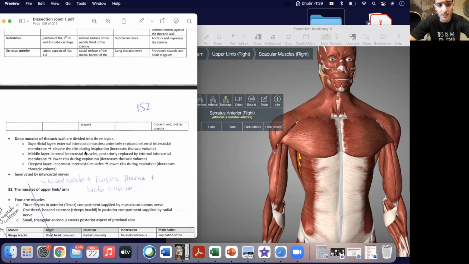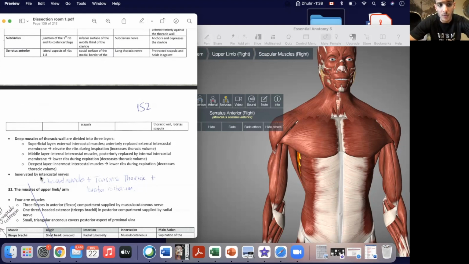And so look here, it says the external muscle, anteriorly replaced by the external intercostal membrane, elevates the ribs during respiration, increases thoracic volume. So they're found connecting the ribs on the outside, on the most anterior part of it. The middle layer is found deeper to that. It says here posteriorly replaced by the internal intercostal membrane, lowers ribs during expiration. And then the deepest layer is the innermost, the deepest to both of those. Lowers ribs during expiration, that's their function, so it will decrease the thoracic volume.